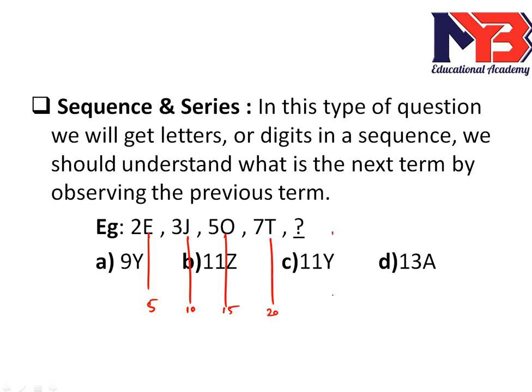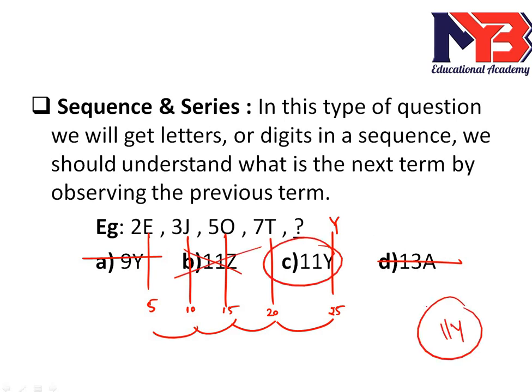So what would be the next term? The next term will definitely be 25, because I can see that the difference of the elements is 5, or I can say that they just took the positions of the alphabets which are multiples of 5. And what is the 25th alphabet? That is going to be Y. So it should start with Y. I already eliminated these two because they are not starting with 11. So I can eliminate option B now. I can fix my answer choice as option C, that is 11Y.